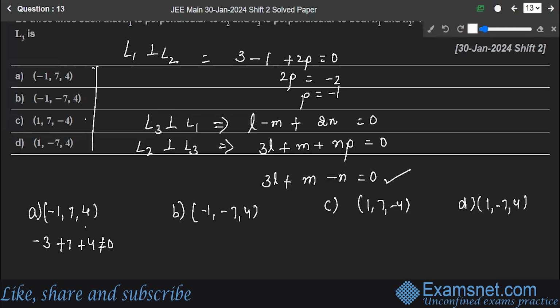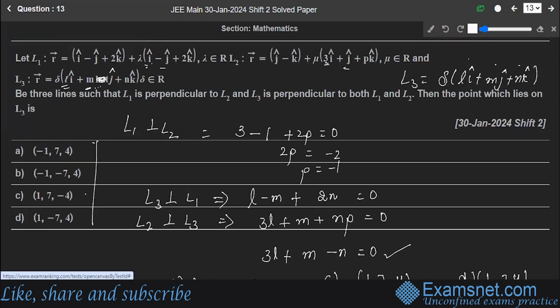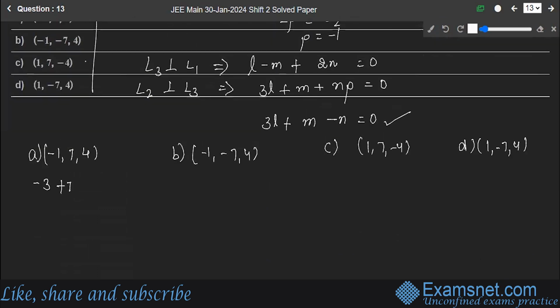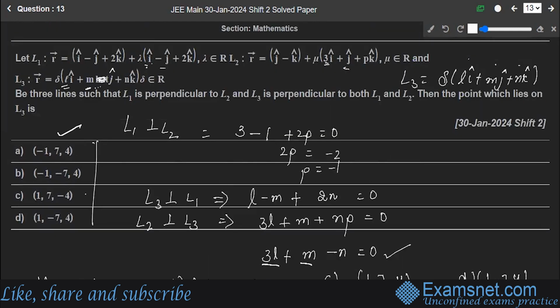This was 4 and this was minus n. There is a correction. I'm rewriting this line. So minus 3 plus 7 minus 4. This is equal to 0, of course. So this is the answer to the question. I don't need to check other options. We already don't have much of the time. So let's drop the question over here only. You'll check rest of the options will not satisfy this equation. Hope you're clear with this.